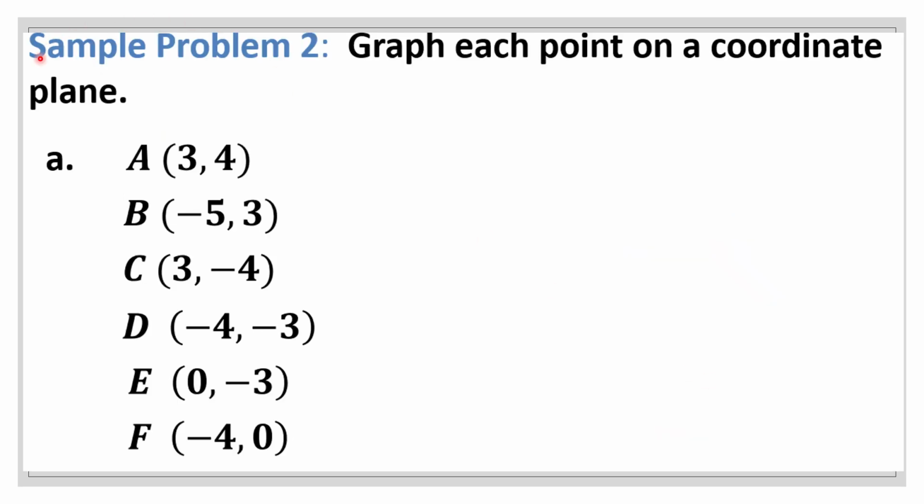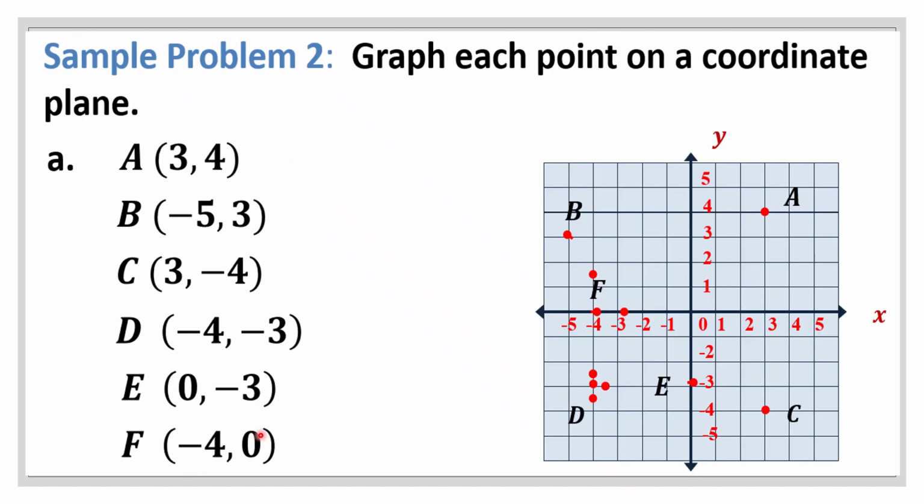Okay, this is simple. Graph its point in the coordinates. So we have here A, B, C, D, E, and F. Okay, let's see how we are going to coordinate. As you can see, for A, we have 3. So from the origin, we have 3 points to the right and 4 points up. So it's in the first quadrant. So 1, 2, 3, 4. So we have the point A here.